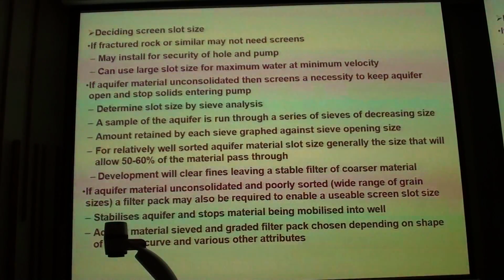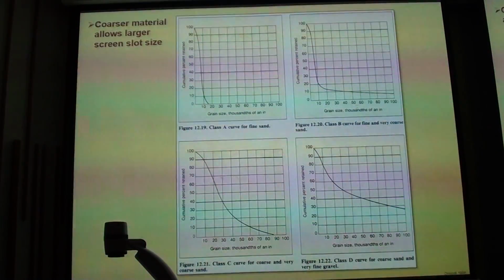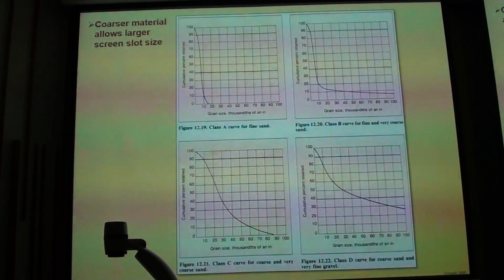Anyway, you take aquifer material, sieve it and grade it, and you choose your gravel pack depending on the shape of the curve and other attributes of your aquifer. So you do different grain size analyses. This is for very fine sand, this is coming up here for coarse sand and fine gravel. You're looking at your slot size, which is down here on your grain size. It's going to determine what size the slots in your screen will be, and you generally look at about 45–50% of the material passing and determine your slot size, so your screen size, from that.